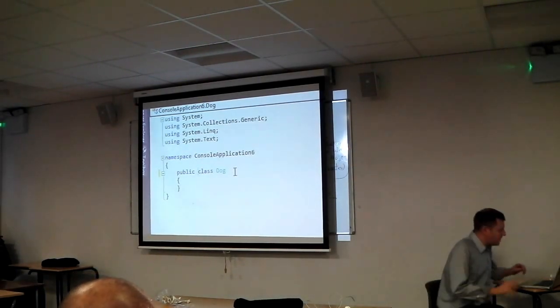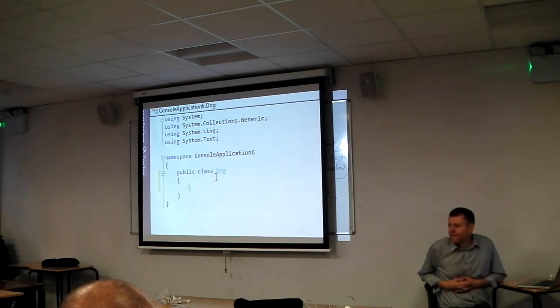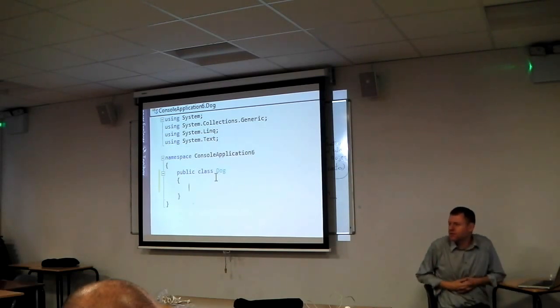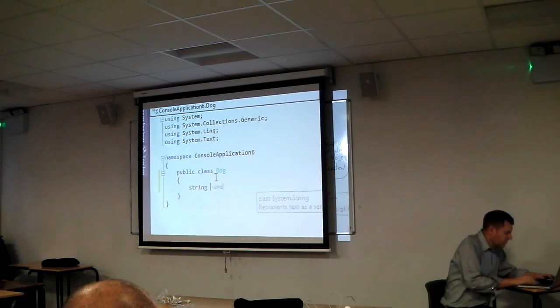Alright, now we're going to make some fields. So what do dogs have? What information do we have about a dog that we need to store? Name, breed. Okay, let's do name and breed first of all. What type should we make those? Strings, alright. And just for now, I'm also going to make this public, right?